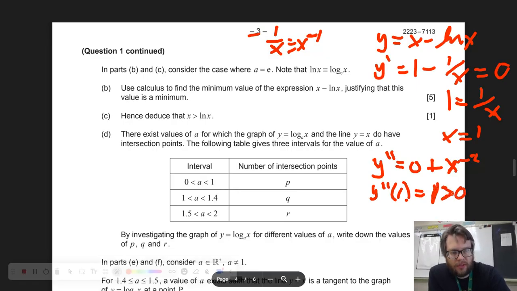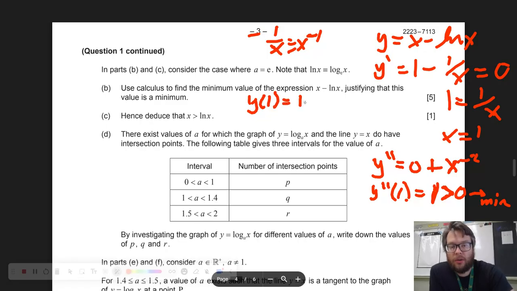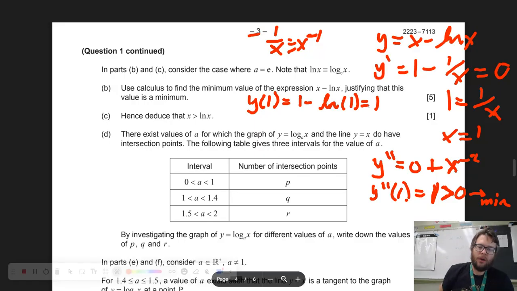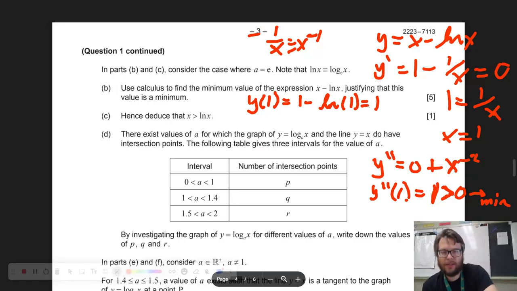When the second derivative is greater than 0, that implies that there is a minimum value. So now we know that the minimum occurs when x is equal to 1. The minimum value is plugging 1 into the original function, which is 1 minus natural log of 1, which is equal to 1. So we know that x minus ln x is at a minimum equal to 1.